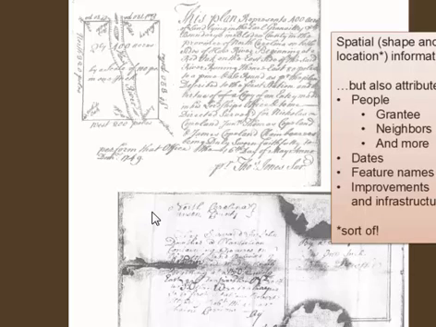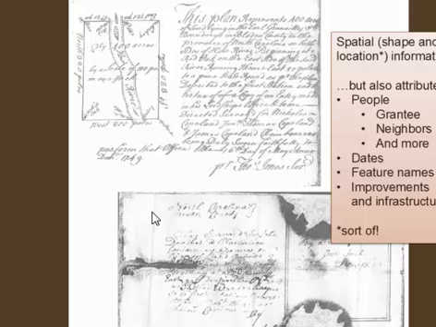Now, each of these theoretically has a lot of information embedded in it. Spatial information about the shape of the tract, and sort of information about the location, although that's trickier. There was no big cadastral map. You had to figure out where these belonged on the puzzle, so to speak. But I have a lot of attribute information.